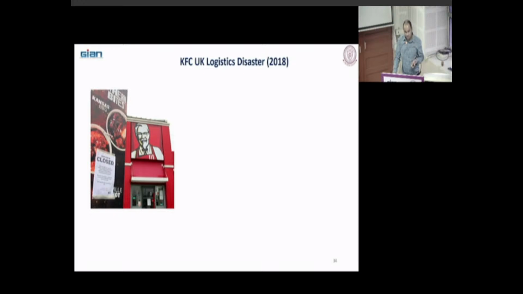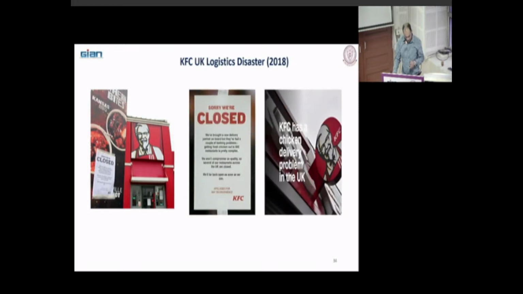So in the UK, in 2018, what happened? KFC had around 1,000 outlets in the UK, and in February 2018, 900 of those outlets were closed because of chicken shortages. And what was the problem behind those shortages? These kinds of apology notices were there in front of those outlets: we have brought a new delivery partner on board, but they have had a couple of teething problems.